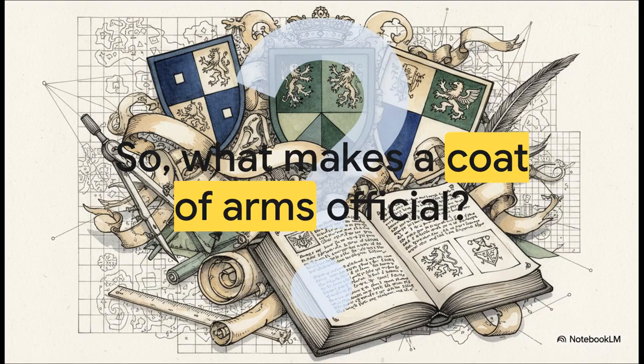Okay, so you can probably guess what happened next, right? As these symbols got more and more popular, you started running into problems. Imagine two knights showing up to a tournament with the exact same roaring lion on their shield. Awkward. To keep things in order, the whole system had to get way more organized. A complex and super strict set of rules was born to control who could use what symbol.